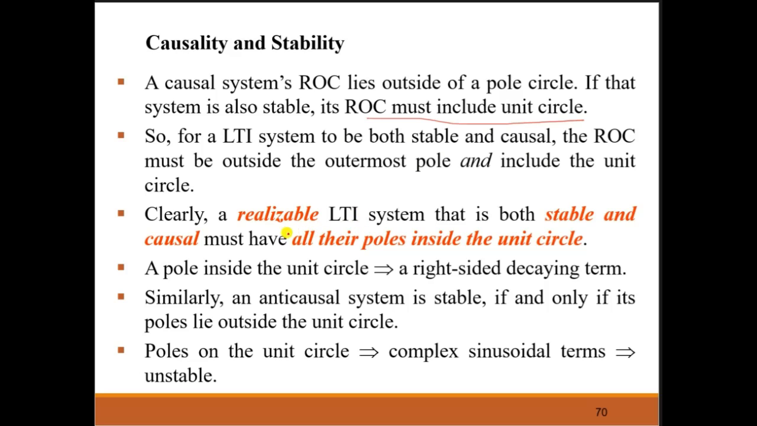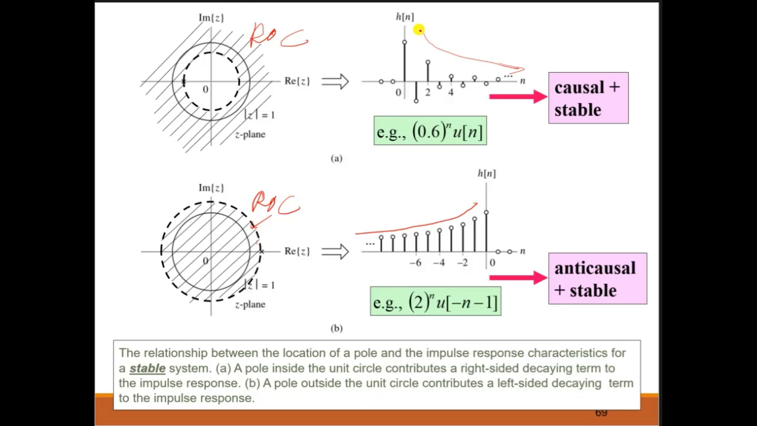Clearly, a realizable LTI system, if it is both stable and causal, must have all the poles inside the unit circle. So, kalau yang paling sesuai dia adalah bila sistem tu adalah causal and stable, sebab dia punya impulse response tu menghampiri kosong. So kalau dia begini, walaupun dia stable, dia tidak realizable because nilai dia makin meningkat ya. So dia macam diverge gitu.